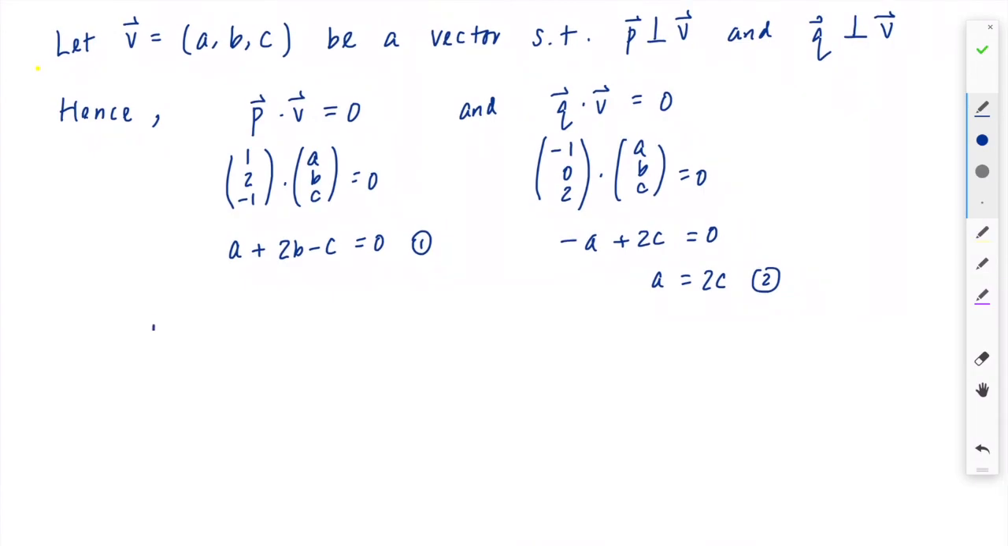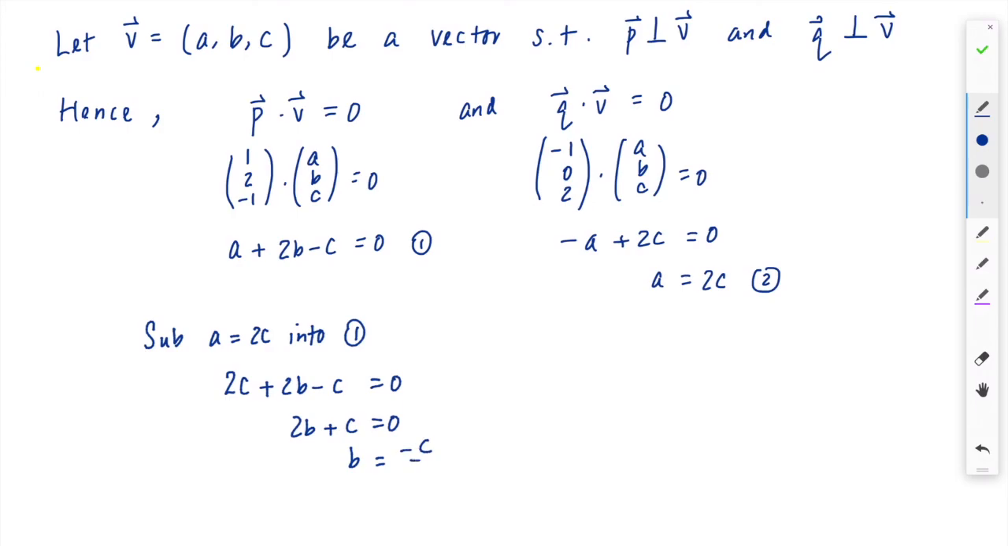I can substitute equation 2 into 1, which gives me 2C plus 2B minus C equals 0. 2B plus C is equal to 0. B is negative C over 2. So you might be wondering, why did we write B in terms of C? Isn't it much easier to write C in terms of B? Well, the reason behind that is that I have already expressed A in terms of C.